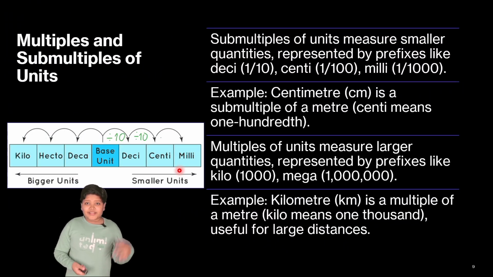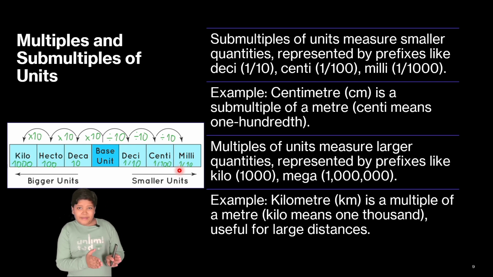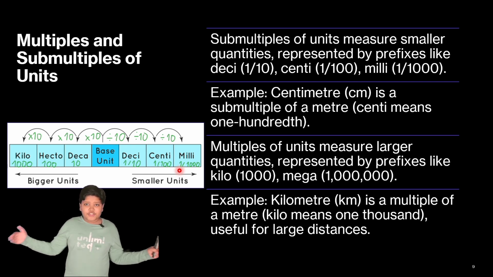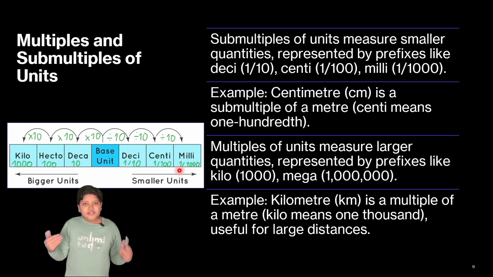While we have base units like the meter, we often need to measure things much smaller or much bigger. That's where multiples and submultiples come in. Submultiples are like centimeters or millimeters, and are used for smaller quantities, essentially dividing the base unit. Multiples like kilometers are used for larger quantities, effectively multiplying the base unit. These prefixes help us do a wide range of measurements correctly.